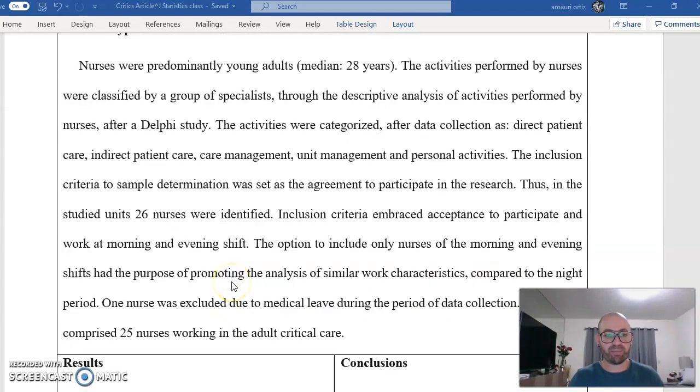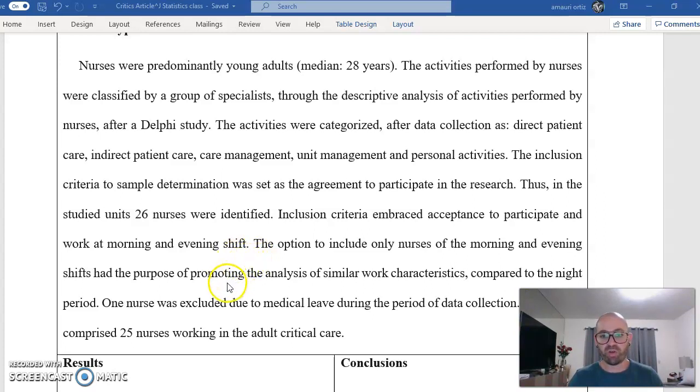To test this hypothesis, the nurses were predominantly young adults, median 28 years old. The activities performed by nurses were classified by a group of specialists through the descriptive analysis of activities performed by nurses after a Delphi study. The activities were categorized after data collection as direct patient care, indirect patient care, care management, unit management, and professional activities. The inclusion criteria to sample determination was set as the agreement to participate in the research. Thus, in the study unit, 26 nurses were identified. Inclusion criteria embrace acceptance to participate and work at morning and evening shift.